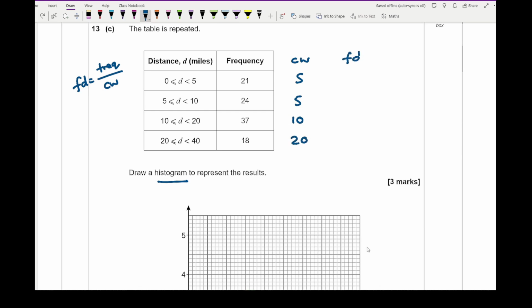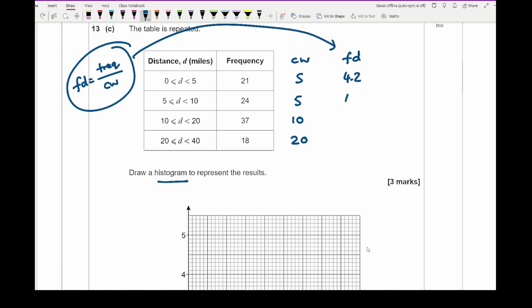Then I can work out the frequency density using this formula. I'm going to do 21 divided by 5, which is 4.2, 24 divided by 5, which is 4.8, 37 divided by 10, which is 3.7, and 18 divided by 20, which is 0.9. All I then need to do is plot this along the x-axis, the horizontal axis, against these values here.